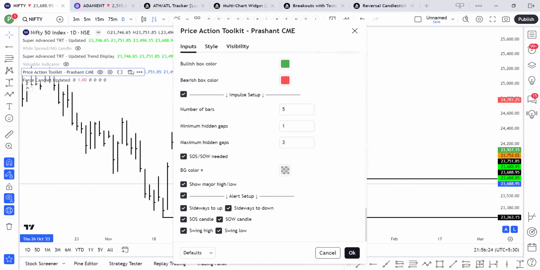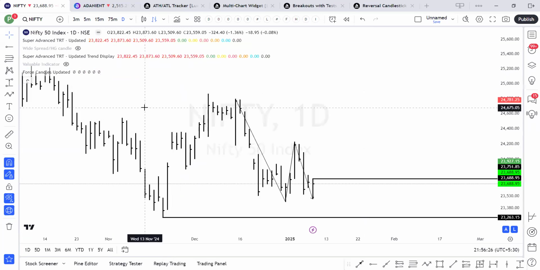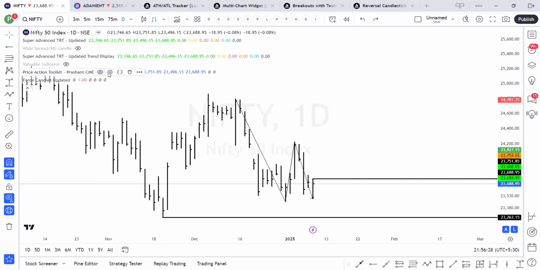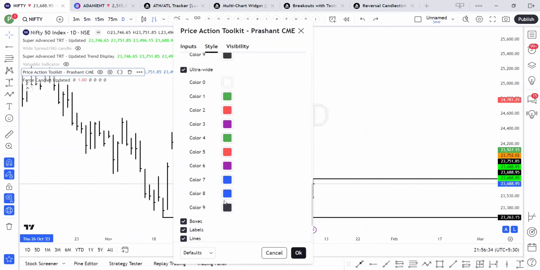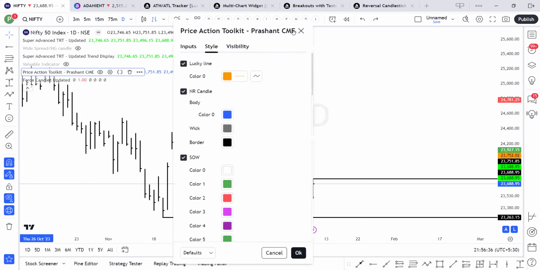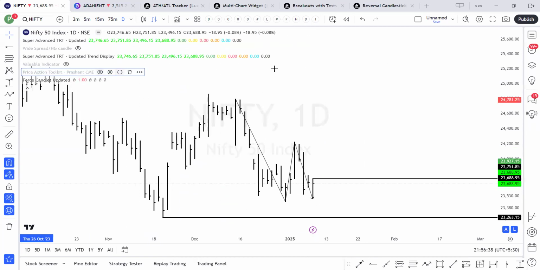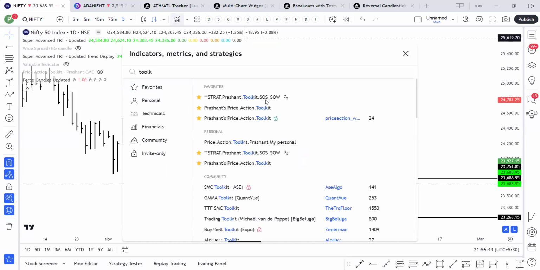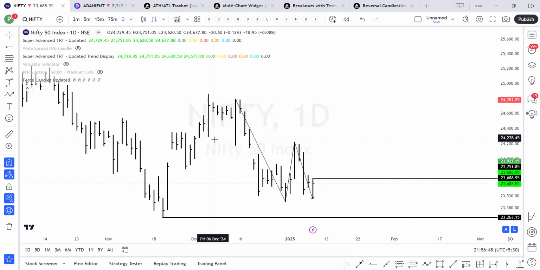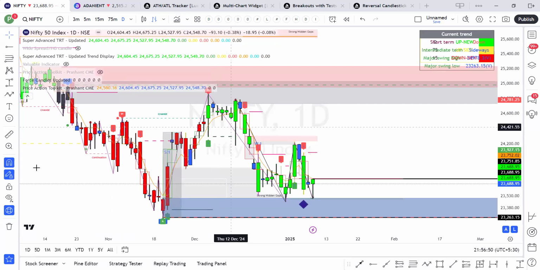The lines have not appeared. Okay, let me add it again. Sometimes there can be some error. Yes.